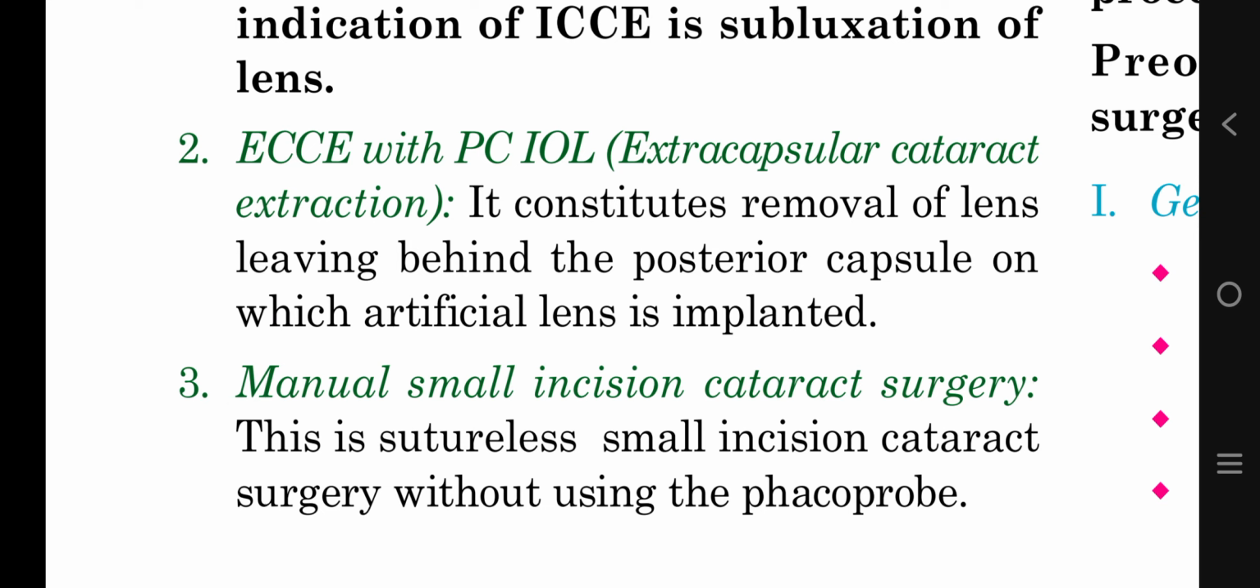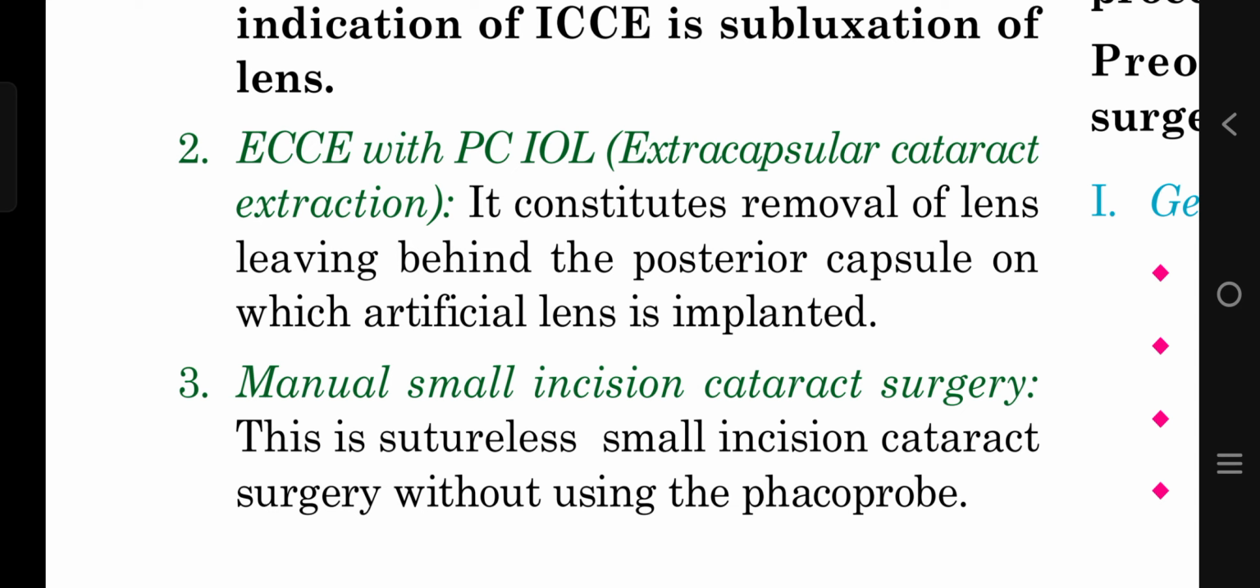Next is manual small incision cataract surgery. This is sutureless small incision cataract surgery without using a phaco probe. A phaco probe is an instrument used to break down the cataract and suck it out of the eye. Next, phacoemulsification. It is the most common, though expensive, and done in major big hospitals, but it is good.